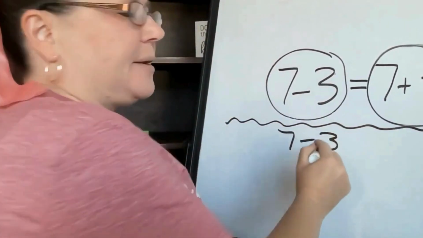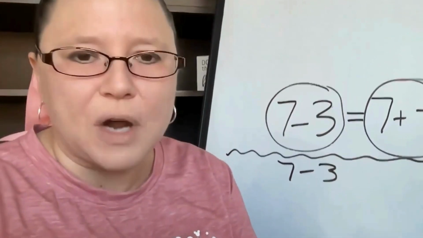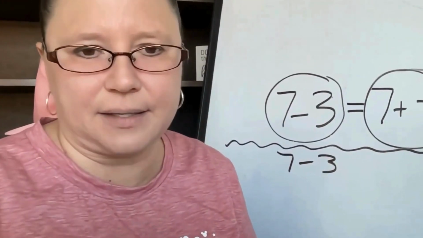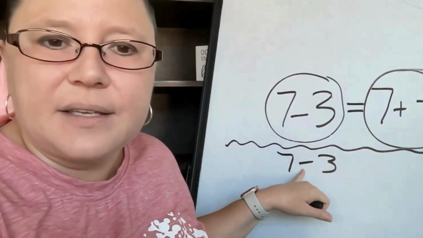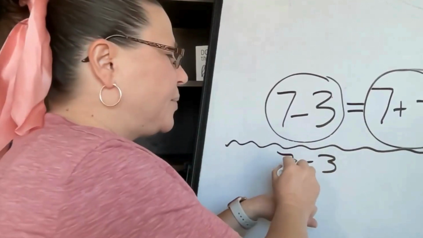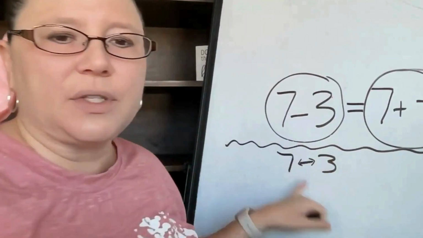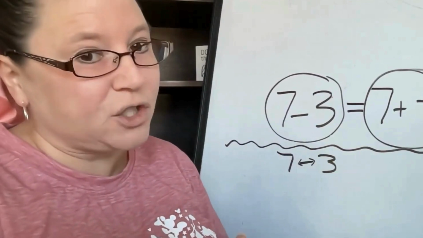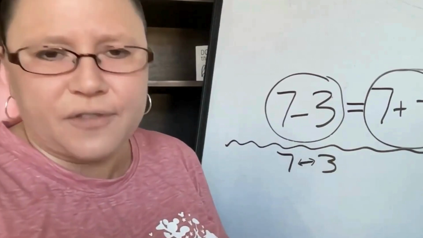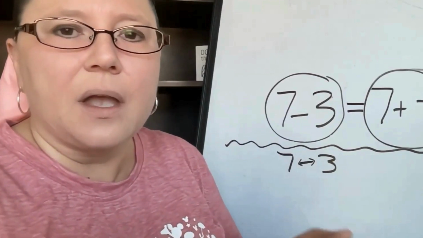7 minus 3. All subtraction is distance. The subtraction symbol is the number line. I'm going to put my arrows on the number line. That is essentially how subtraction is defined. We can define it as takeaway also.